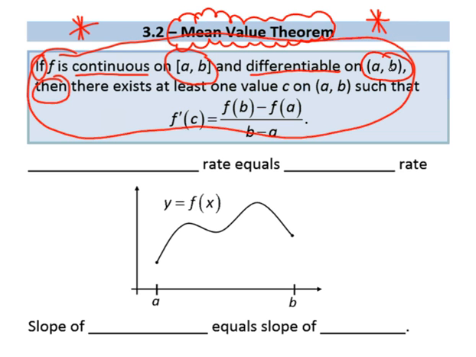That's important to note. So if all this is true, then there exists at least one value of c on the interval from a to b such that all of this stuff. Okay, so we're going to talk about what this means right here. Alright, so we have f prime of c equals f of b minus f of a all over b minus a. What does that mean? So we're going to look at a picture first, then we'll come back up here.